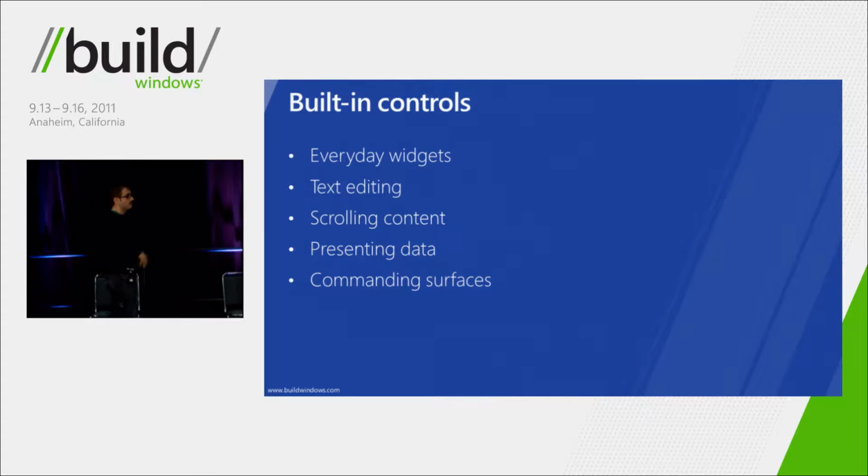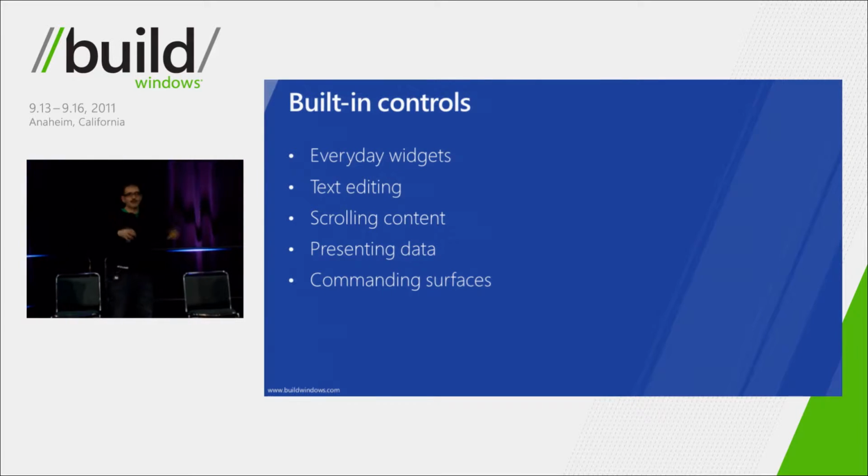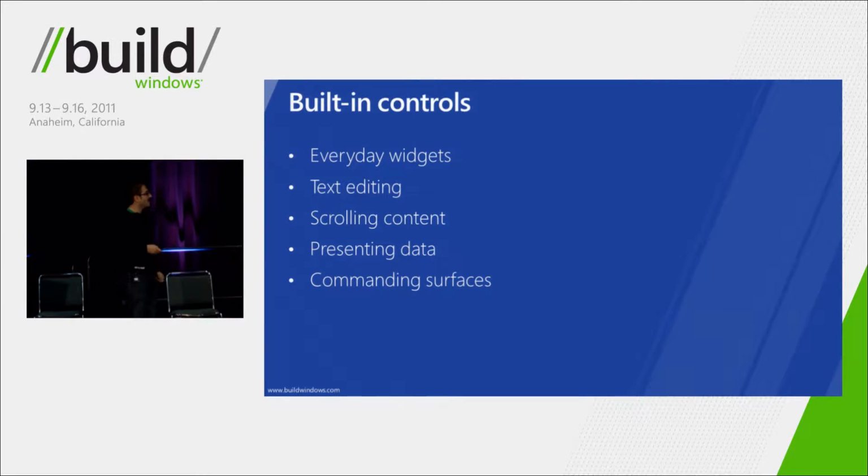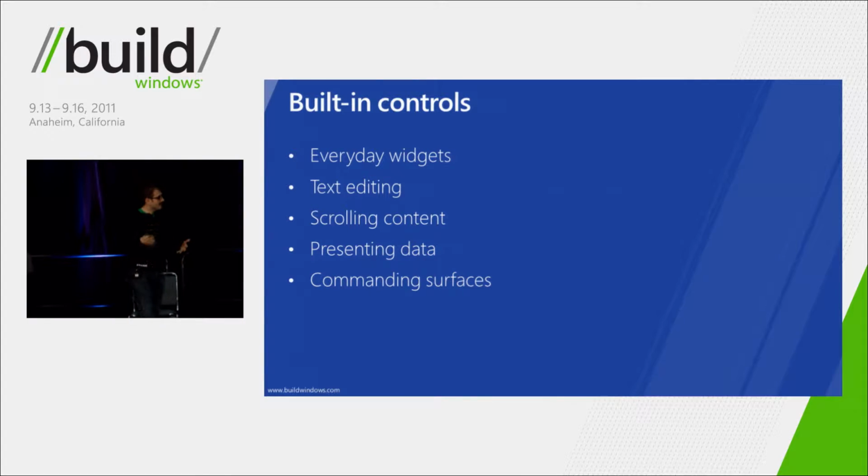And so there probably will be some UI situations you'll run into that we don't have any control for. And then you're on your own to go invent some new UI for how to handle that case. But for a lot of very common cases, we've done a lot of thinking and research and development into a good pattern to use and built controls for that. And they fall into these 5 categories we'll talk about today: everyday widgets, text editing, scrolling content, presenting data, and commanding surfaces. So let's go walk through them.